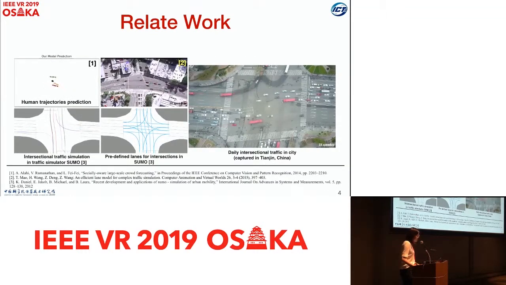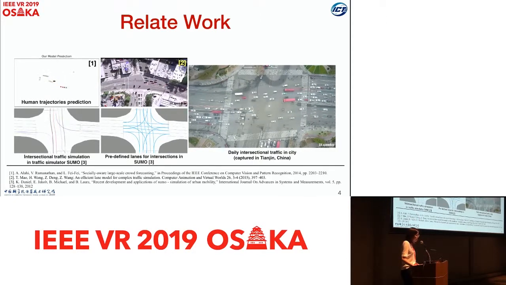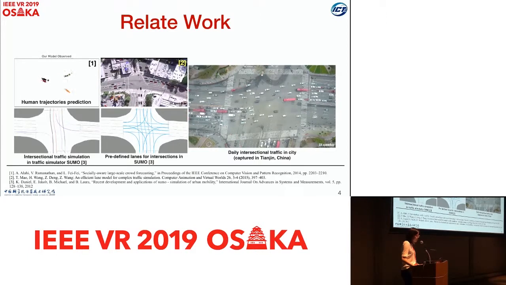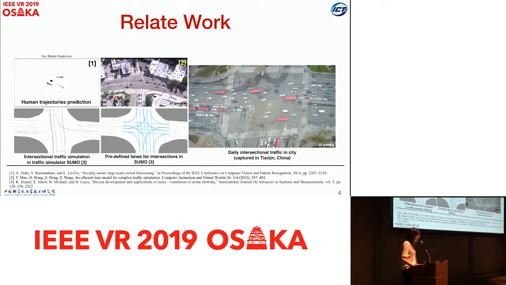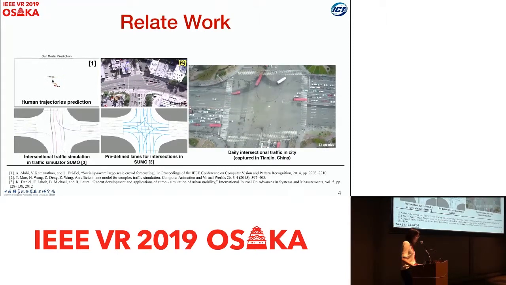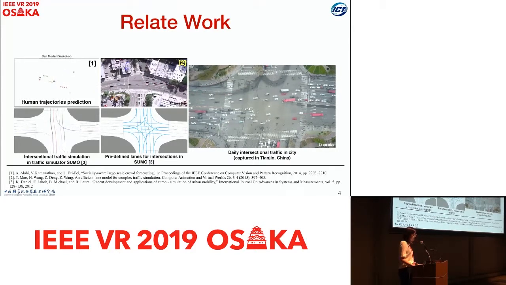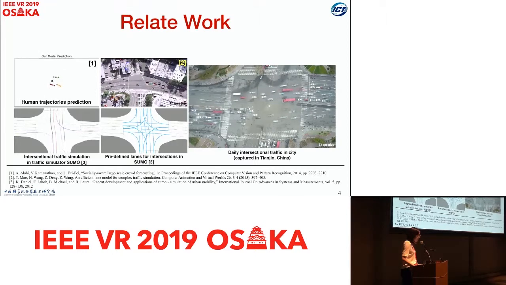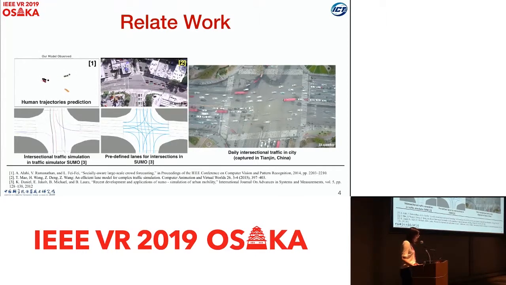For instance, in some well-known traffic simulators, the simulation of intersectional traffic is oversimplified, and vehicles drive along predefined lanes and follow car-following rules, which is not suitable for common sense. Compared to the ground truth intersectional traffic shown in the video, the simulated trajectories are too regular and lacking flexibility.